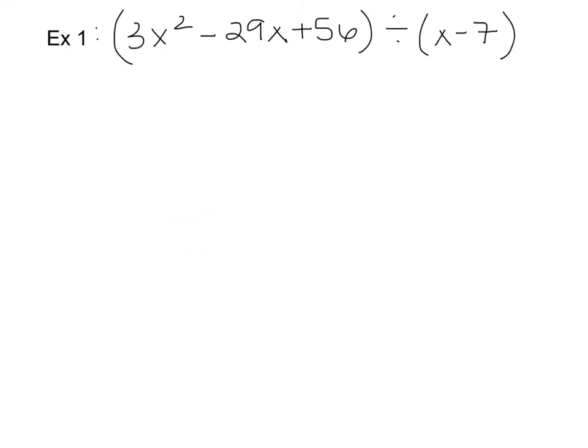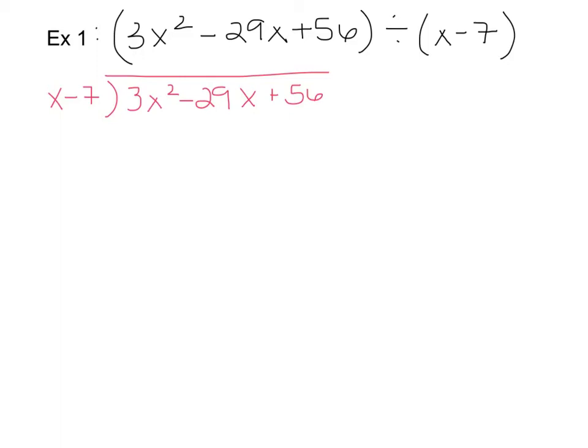Our first example, we are going to take 3x squared minus 29x plus 56, and we're going to divide it by x minus 7. So I put my x minus 7 on the outside, and then I put my 3x squared minus 29x plus 56 underneath. I am going to do a lot of scratch work for this problem so that I don't make any mistakes, okay? I would highly suggest that you follow along so that way you don't make minor mistakes as well.